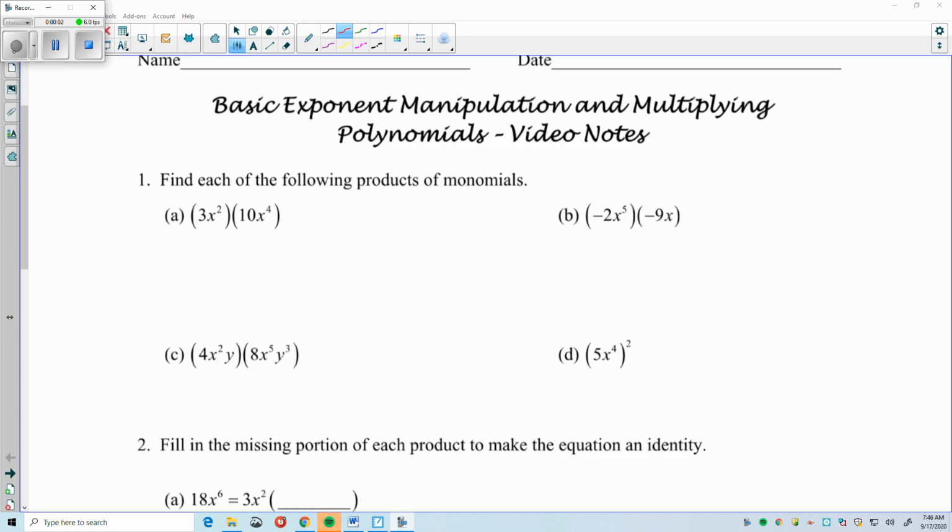Good morning. Today we're going to go through some basic exponent manipulation and some multiplying of polynomials. Some of this may be review, some of this may be a little new, but we're going to take you through each of these step by step and try and get you going with some math this year. So we're going to multiply each of the following monomials. Monomial just meaning one term, single term.